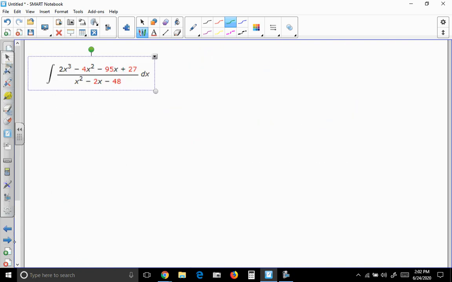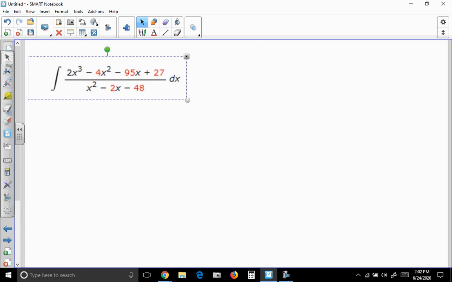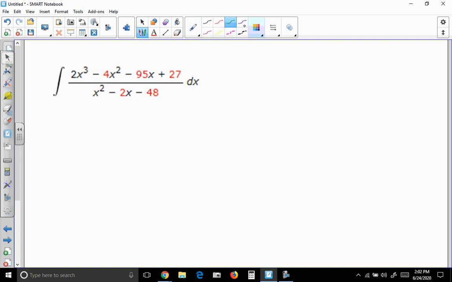Okay, so let's take a look at this one. Notice to begin with that the degree on top is bigger than the degree on bottom. That means this is an improper fraction. So if we're dealing with improper fractions, we have to divide this out and change it to a proper fraction before we do anything else. Unfortunately, synthetic division would probably be worse on this one than regular division, because we don't have a binomial with x to the first power on bottom.